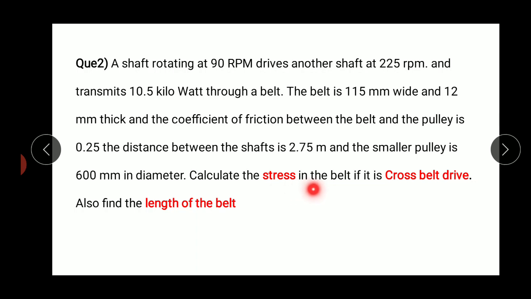Calculate the stress in the belt if it is a cross belt drive. The difference between the previous question and this question is here: in this question it is clearly mentioned that it is a cross belt drive. So we have to calculate stress for the cross belt drive and also find the length of the belt. So let's solve the question. First we will see what the given data is and what steps are required to find stress in the cross belt drive, and also what data is required for the length of the belt.